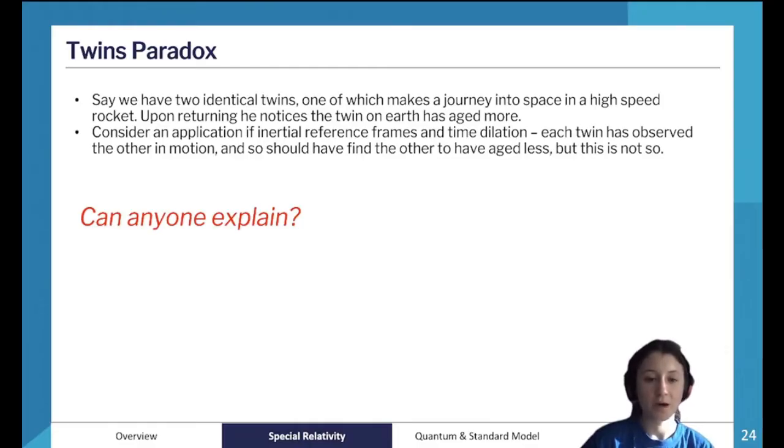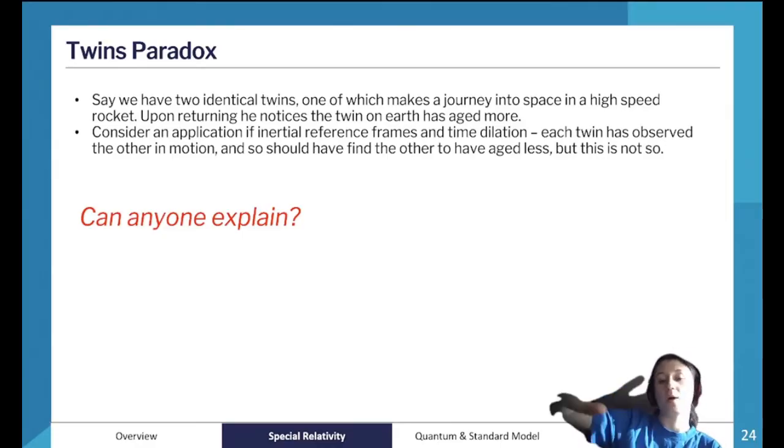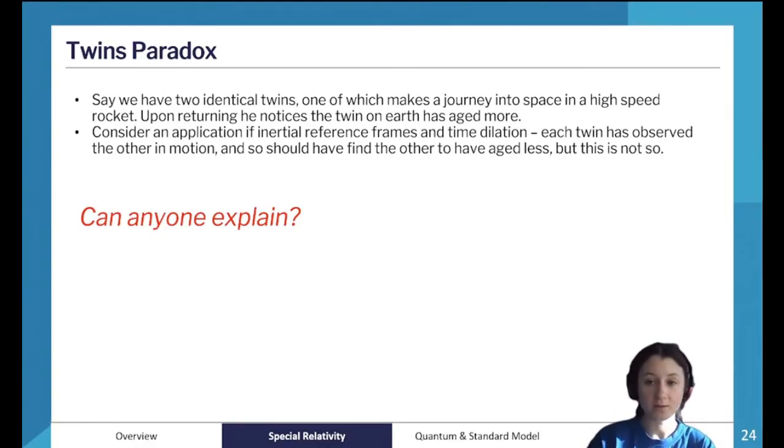So thinking about the relativistic motion and the inertial reference frames, each of the twins sees the other one moving really fast, right? So the twin on the rocket looks back and sees the twin moving away from him on Earth really fast.